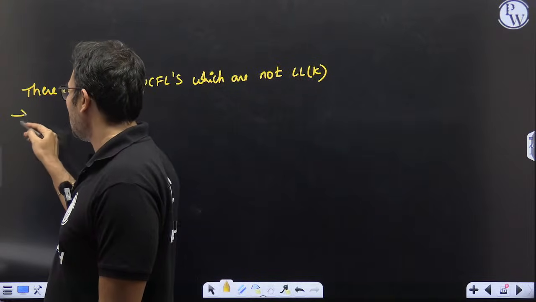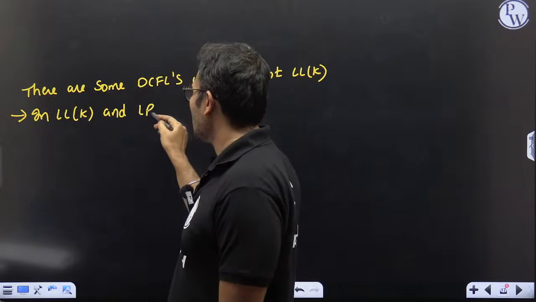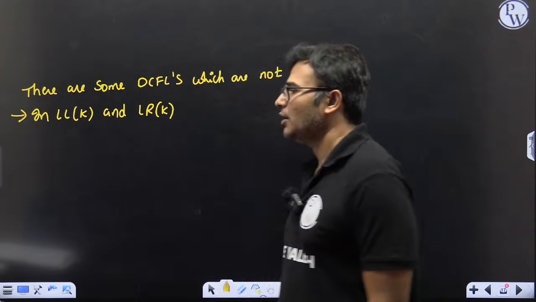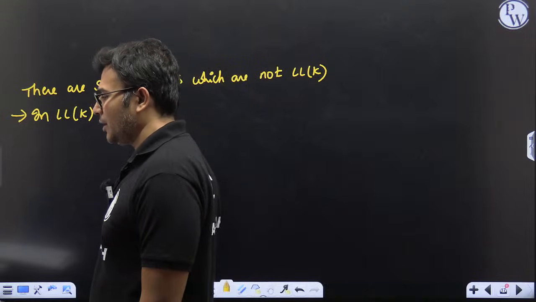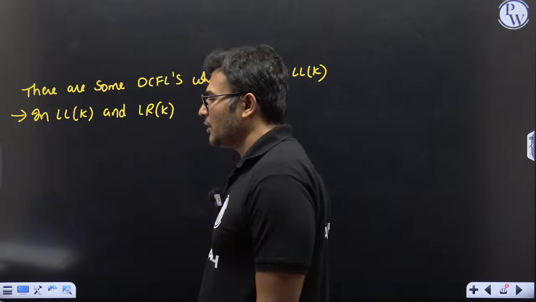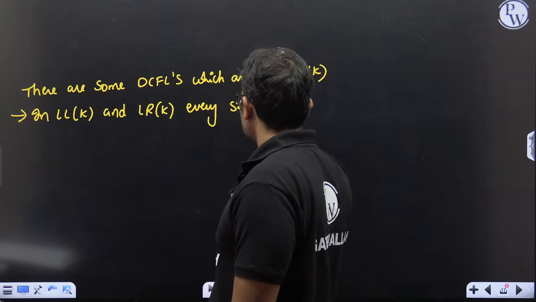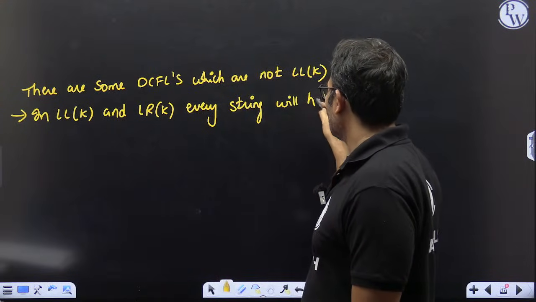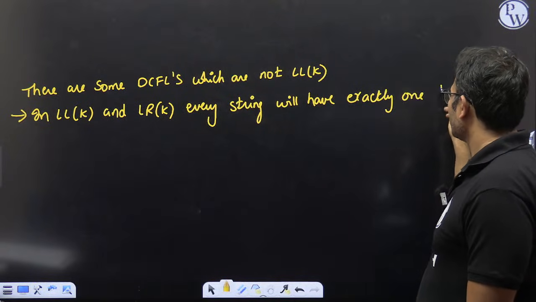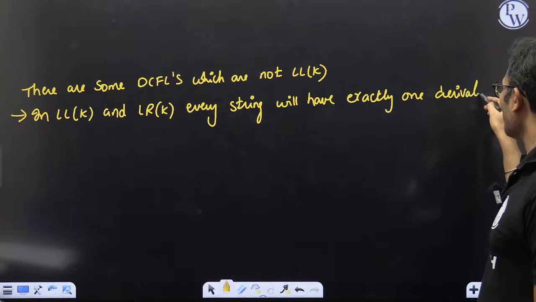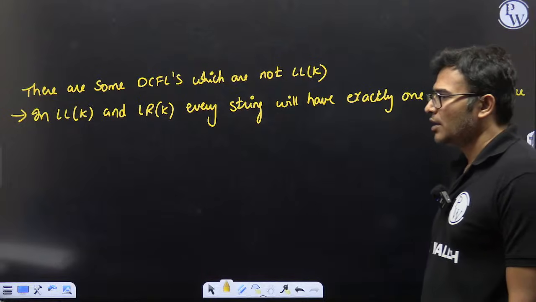Now, in LLK and LRK, every string will have exactly one derivation tree, because the grammar is unambiguous, right?